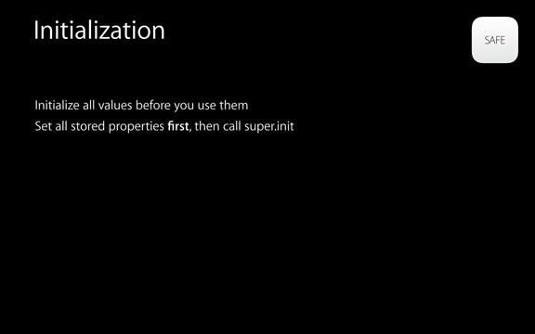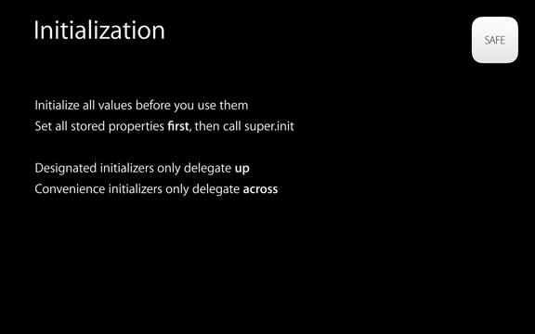So that's initialization in Swift. It's safe. You initialize all of your values before you use them. Set your stored property values first, and then call your superclass initializer, always in that order. Designated initializers only delegate up, and convenience initializers only delegate across. And finally, we have deinitializers if you need them, but most of the time you won't.